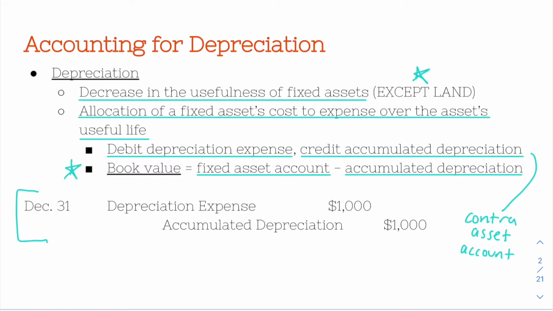Down below, right here, is the journal entry if we had $1,000 of depreciation over the course of the year. On December 31st, you would debit depreciation expense for $1,000 and credit accumulated depreciation for $1,000. And that's always what you're going to do for the basic depreciation entry.